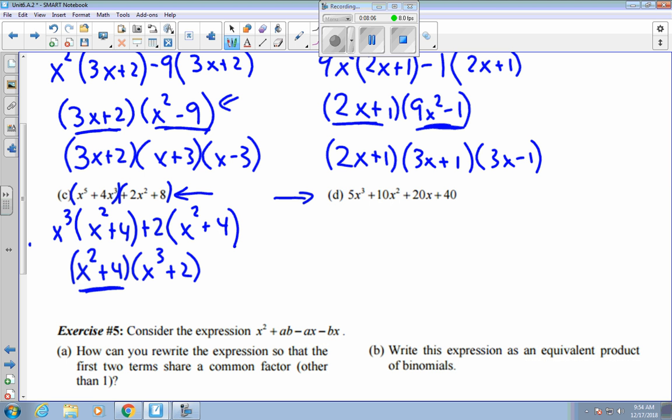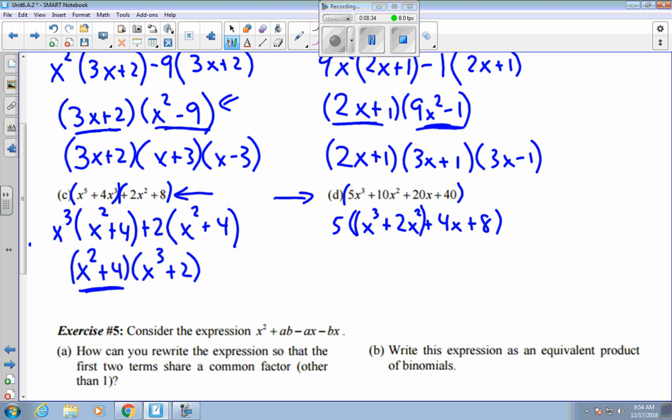Now, if you look at letter D, you can notice that there is a 5 that I can take out of every single term. There's your GCF. If I take a 5 out, I'm left with x cubed plus 2x squared plus 4x plus 8. So remember, you look for the GCF first. If you didn't see it first, you could see it at the end.